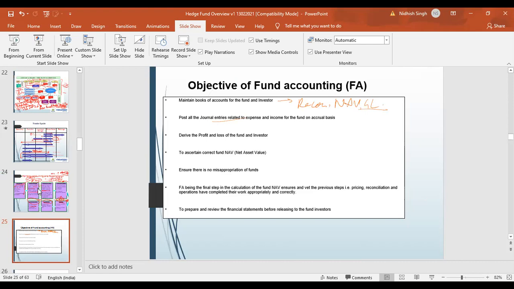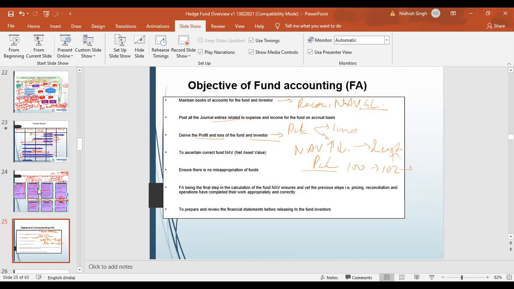Deriving the profit and loss for the fund and the investor. So this means the P&L needs to be distributed to the investor, right? And this is where we discussed earlier the series and equalization method. So ultimately, when the NAV goes up or down, and NAV is allocated to investors, we also allocate P&L, don't we? In the same process. Because once the NAV goes up from 100 to 102, essentially there is an element of P&L as well when the NAV goes up. So this P&L is allocated to investors. So this is where they derive the profit and loss of the fund and investor.